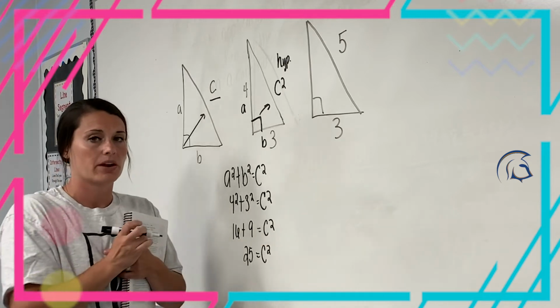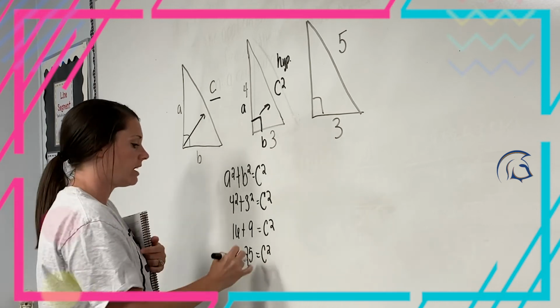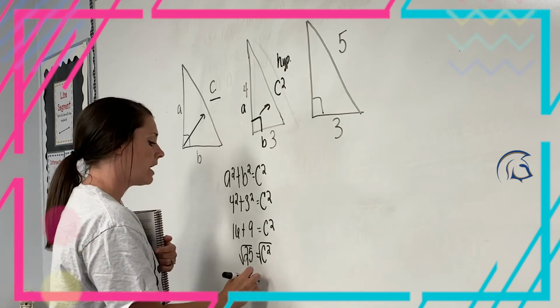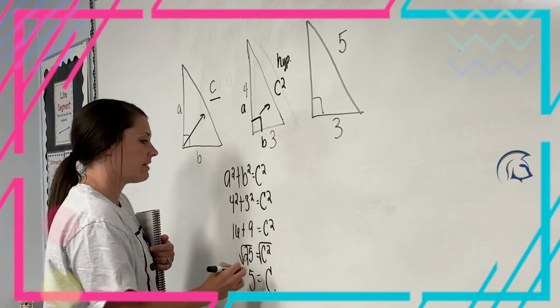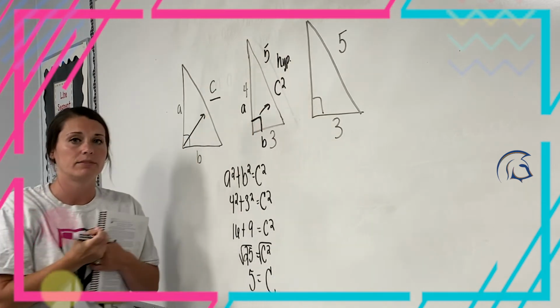Can I stop there? No, because I have c squared, I have to have only c. So take the square root of both sides to cancel out the square, and you will get c is 5. So our missing side, our hypotenuse, is 5.